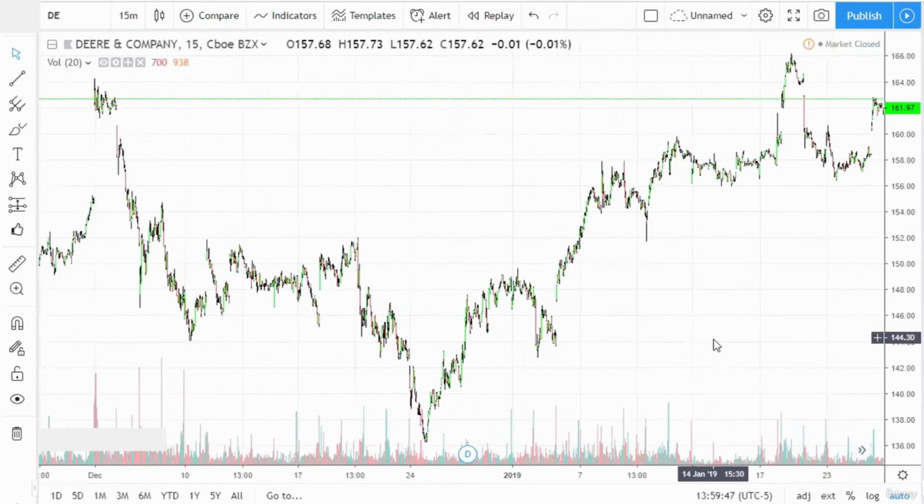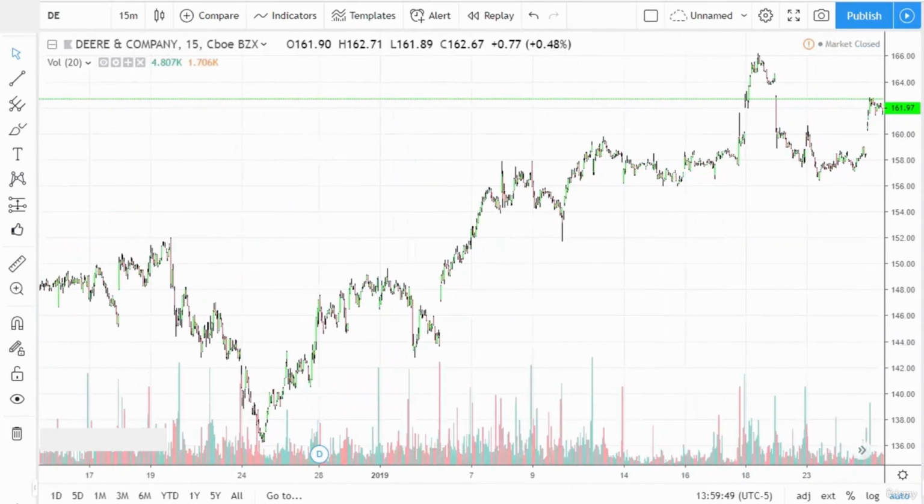Beyond that, what you really want to see, and in this case in Deere it was obvious, we had been bullish for quite some time.